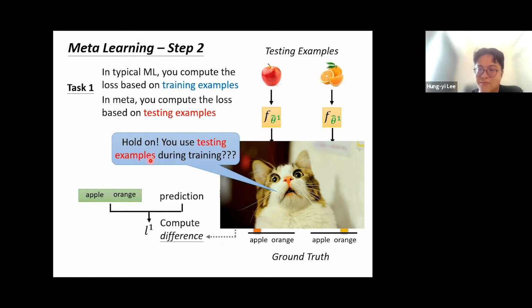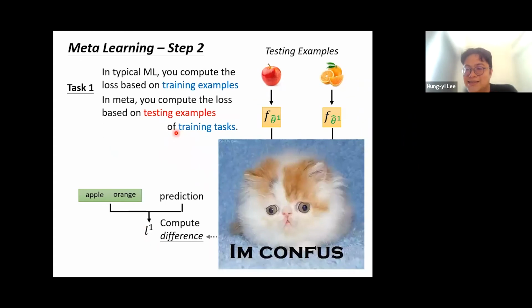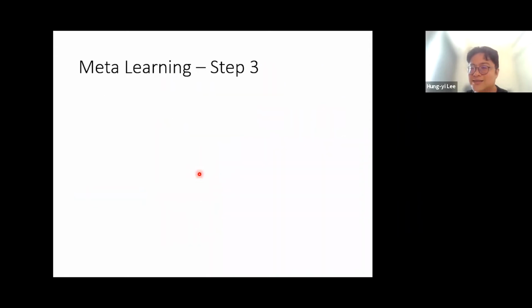This is considered cheating, but it is not cheating in meta-learning, because these testing examples are from training tasks. If this is the first time you learn meta-learning, I believe you already feel a little bit confused, because you have a training task, and in the training task you have both training examples and testing examples. I know this sounds very tricky. I will try to compare meta-learning and machine learning later, and hopefully this can help you understand meta-learning better. But at this moment, if you feel a little bit confused, this is normal. Everyone feels confused the first time they learn meta-learning.